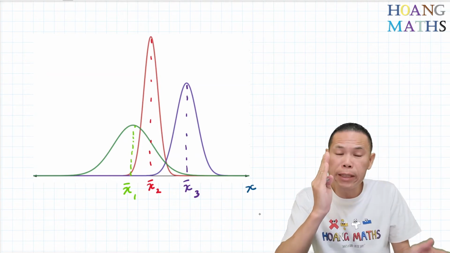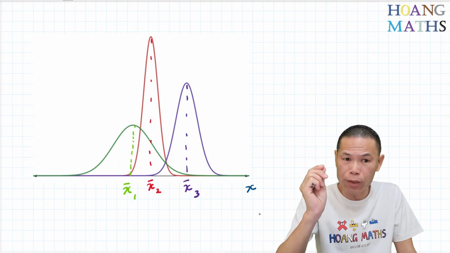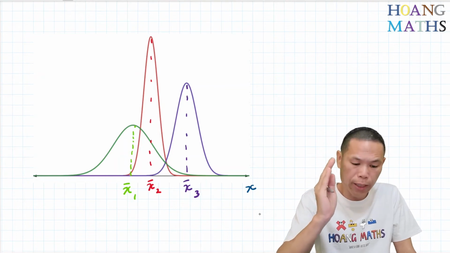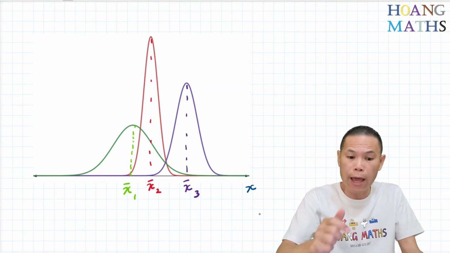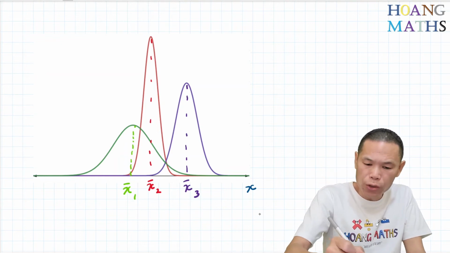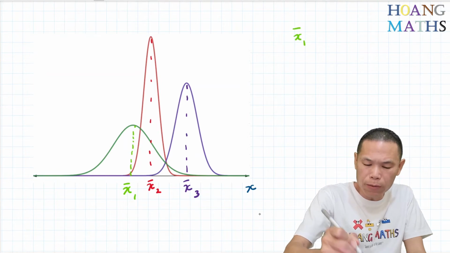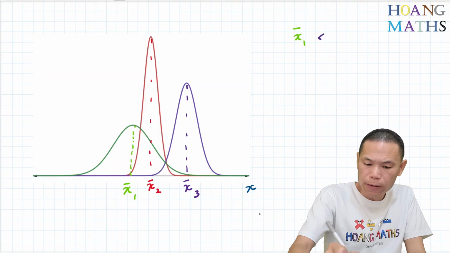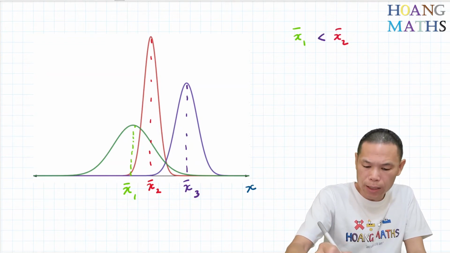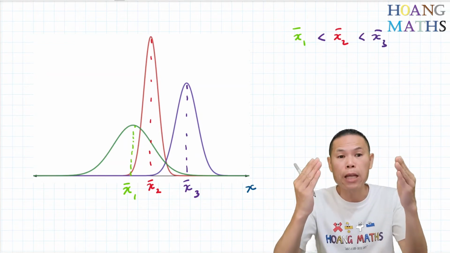So you can see the mean 3 is further toward this end here. So this is the largest mean, okay? And the green curve has the smallest mean because it's further to the left. So keep that in mind. So in other words, the green one is mean 1, the smallest, followed by mean 2. And the largest mean is mean 3. So please keep that in mind.